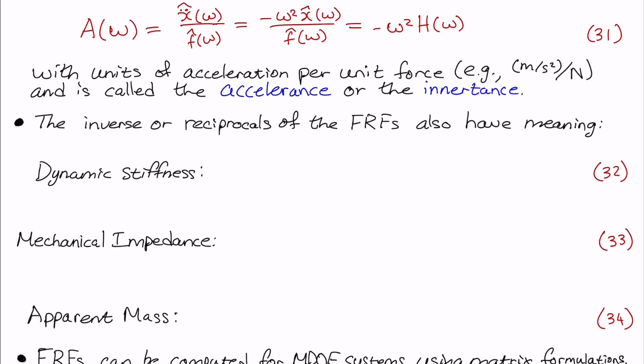First, the inverse of the receptance is going to be called the dynamic stiffness of the structure. We'll call this R of omega, and that's equal to 1 over h of omega, or in this case, it's the Fourier transform of the force divided by the Fourier transform of the displacement.